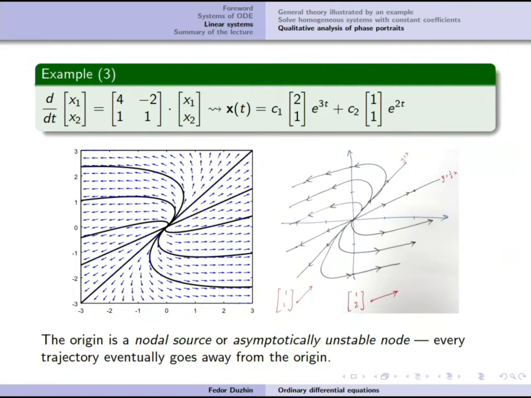And here is how the actual phase portrait looks. So as you see, my sketch is pretty accurate. In this case, when both eigenvalues are positive, we say that the origin is a nodal source, or asymptotically unstable node. It is asymptotically unstable in the sense that every trajectory eventually goes away from the origin.